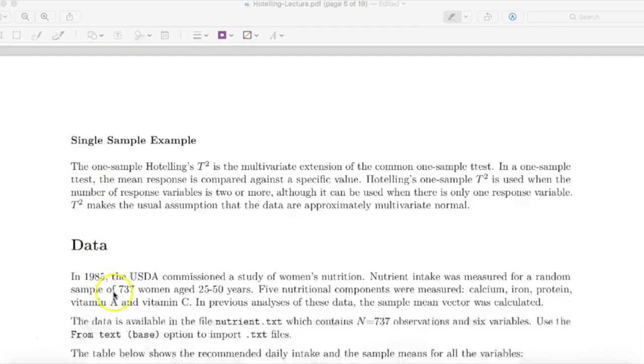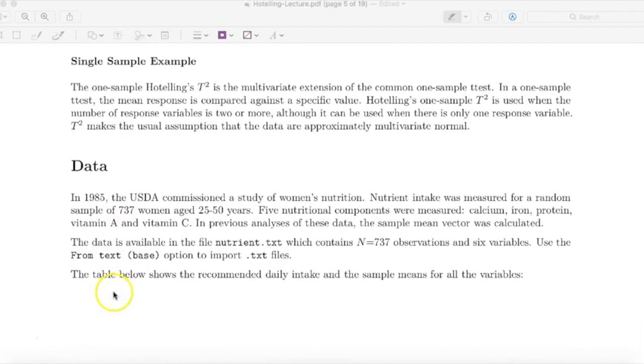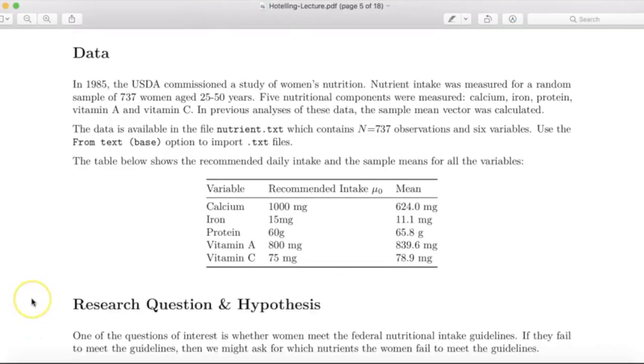Okay. Now let's start with our first example for Hotelling's. We're going to do a single sample Hotelling's T-squared. We're going to use data from 1985 from the USDA, which commissioned a study on women's nutrition. They sampled 737 women for 5 nutritional components: calcium, iron, protein, vitamin A, and C. I'm not a nutritionist. We're going to use the data set nutrient.txt. It has 6 variables.